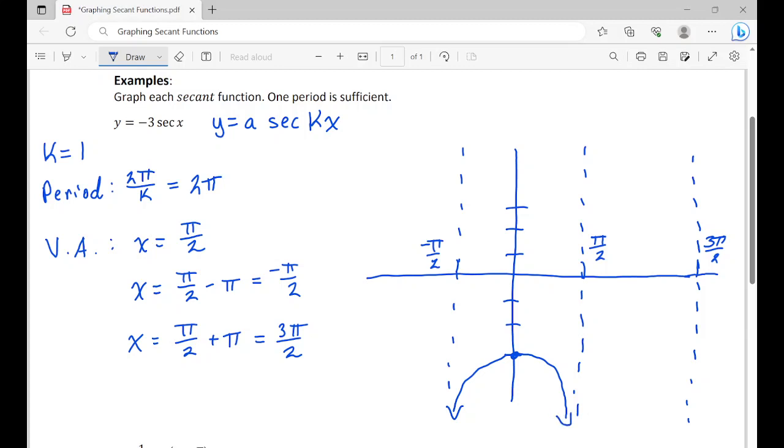And then we're going to graph the other one. So if this one's down here, over here the graph is going to be up here, specifically going through the point in the middle between these two asymptotes, and the point in between these two is pi and +3. So it's going to look like that. And so here is the graph of secant, graph for one period.